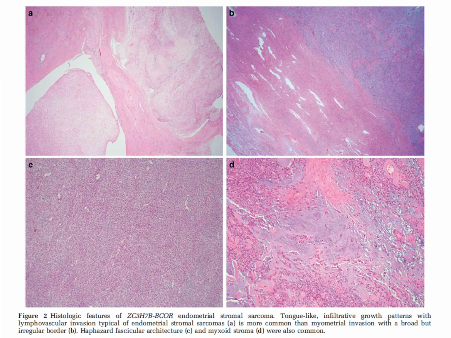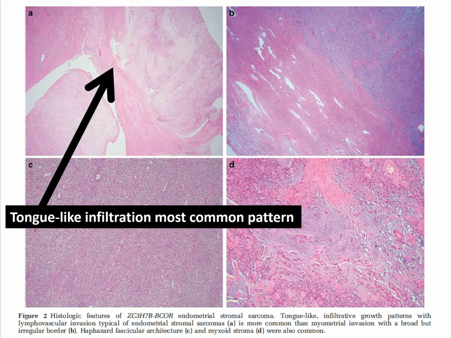This is a figure from their paper showing histologic features of the ZC3H7B B-core endometrial stromal sarcoma with tongue-like infiltrative growth patterns and lymph-vascular invasion noted. And it had a broad irregular border on part A, haphazard vesicular architecture in part C. A shows the irregular border and B shows the smooth pushing border, and then in part D, some myxoid stroma.